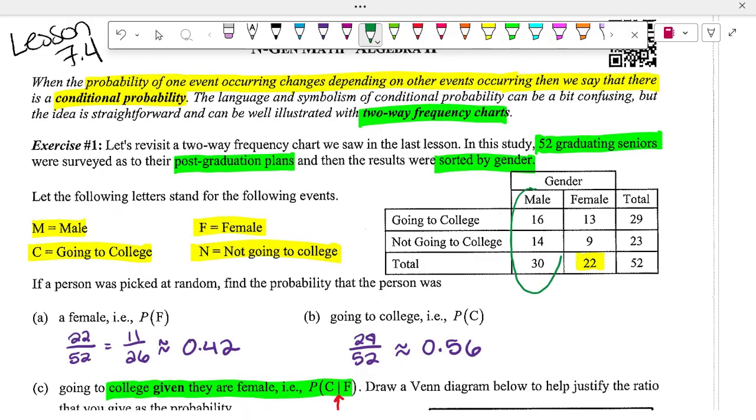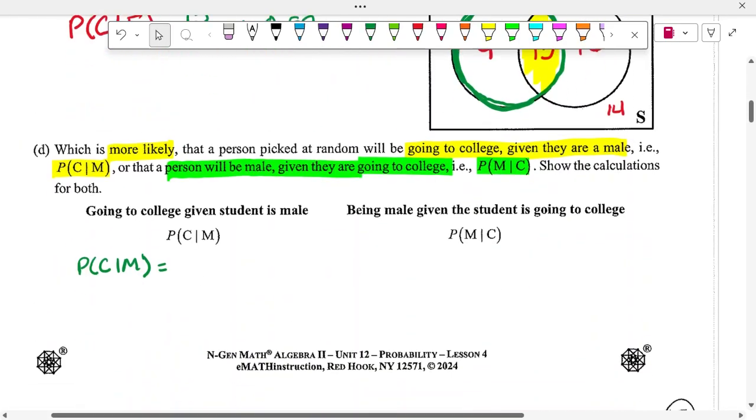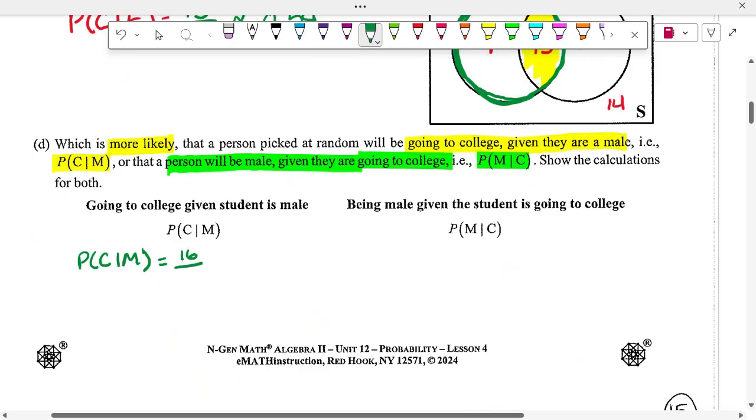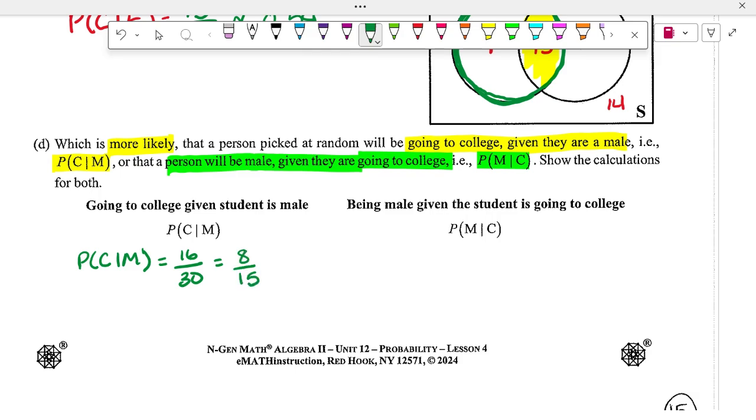No, they are not. So I know for a fact that they're male, okay? So how many of those males are actually going to college? 16 out of 30. So there's 16 males out of 30 that are going to college. And that'll simplify down to what? 8 over 15. Good. And what is that as a decimal? 0.53.